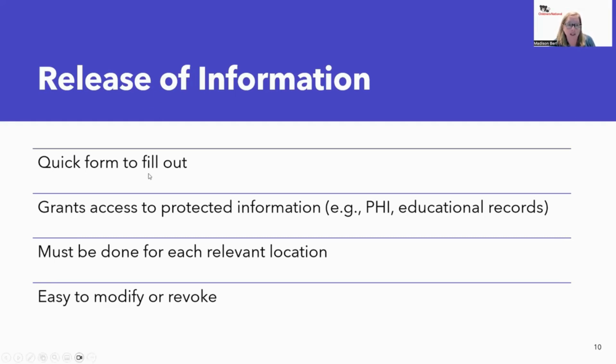It's a quick form to fill out. It grants access to that protected health information, educational records, medical records. It must be done for each relevant location. So if you're seen at the hospital, seen at the school, they each have their own. You have a psychologist, you have a psychiatrist. If they're not at the same place, it has to be done for each one. It's easy to modify. Usually they only last a year, and it's easy to revoke if your child says, no, I don't want my mom to have access.